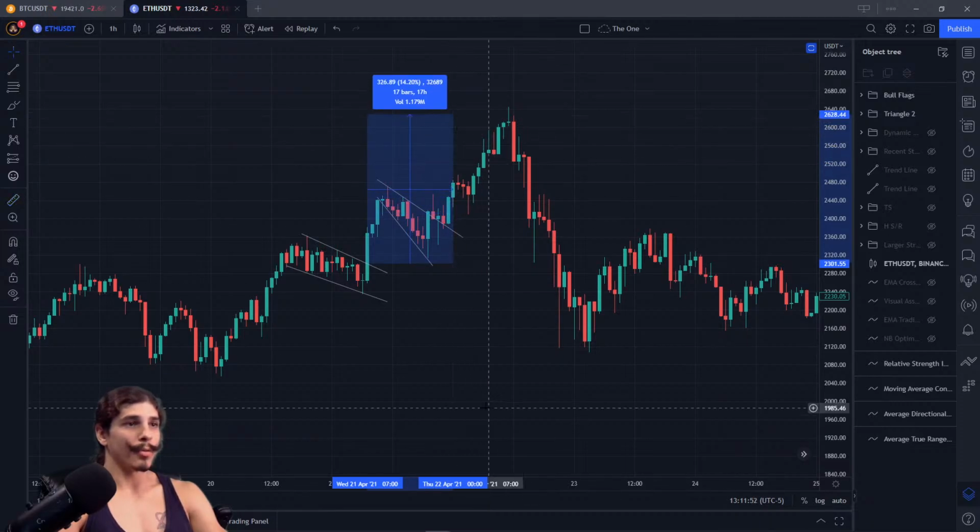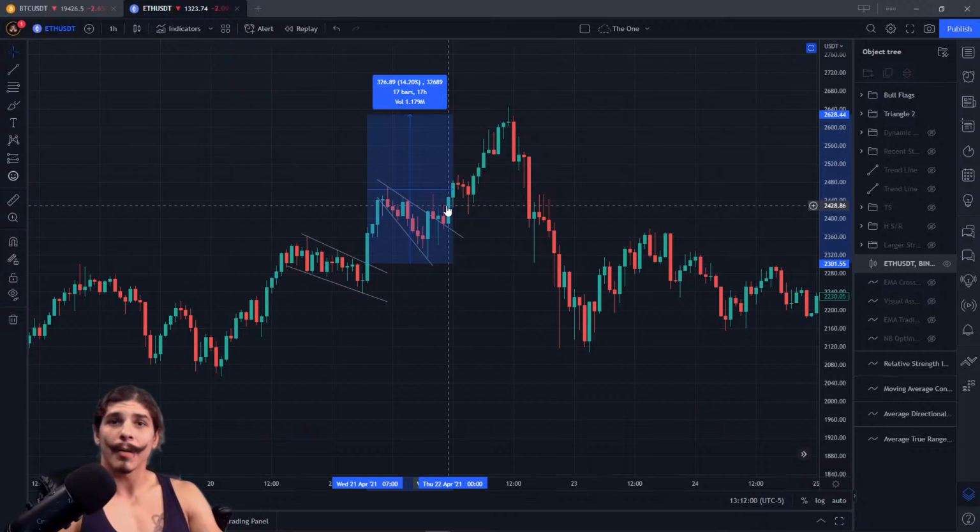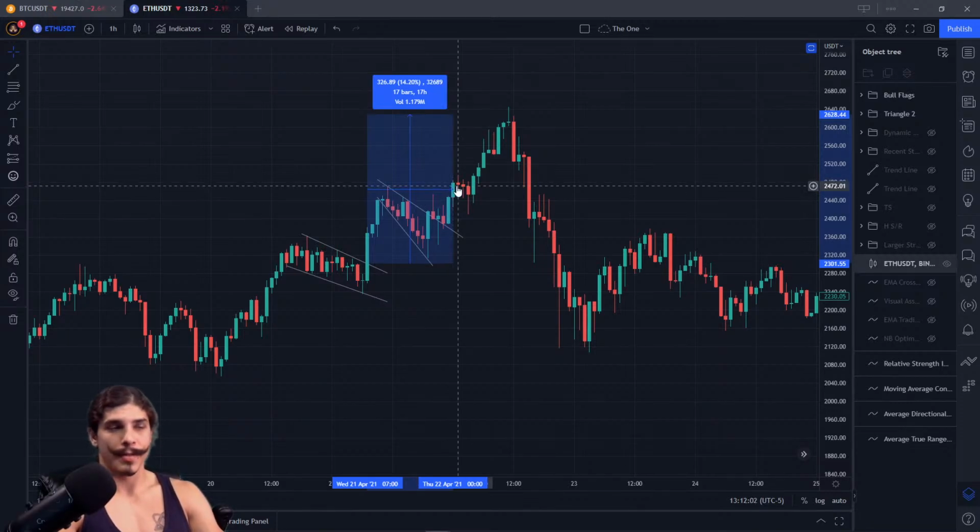Okay, so this would have been our projection. Lo and behold, price does not come up 14% here. By the time it reaches the expiry of our projection, we are in profits. So not every time is it going to play out perfectly. That great bear flag on Bitcoin, that was an amazing trade. That was an amazing opportunity, and it filled the projection completely.